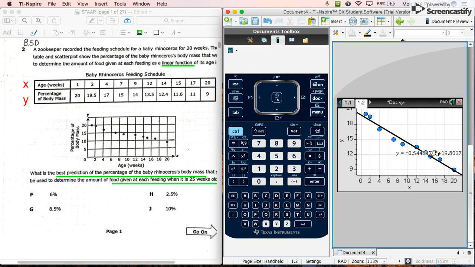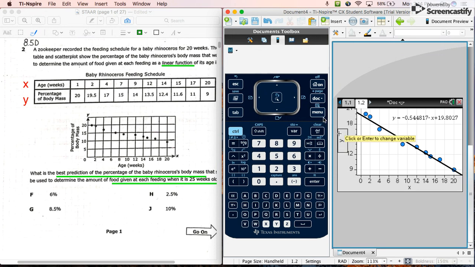Okay. Now, you can grab this and move your equation out of the way. And it is indeed y equals mx plus b, which is negative 0.544817x plus 19.8. Okay. That is your equation. Now, guys, that's all fine and dandy, but it's not asking for an equation. It wants to know when x is 25, what is y?